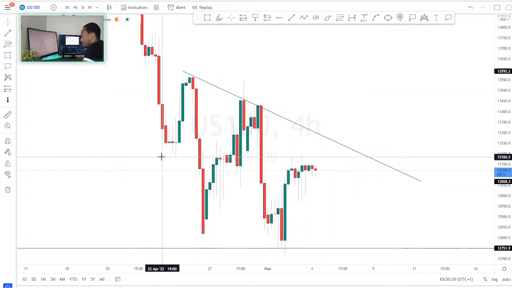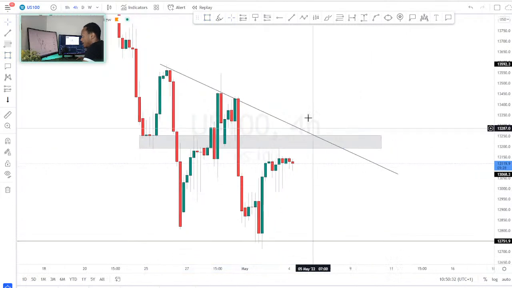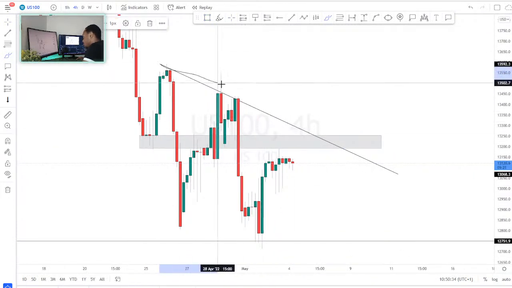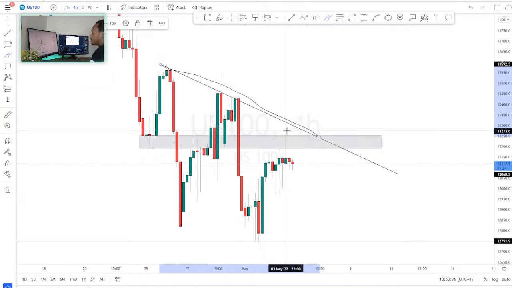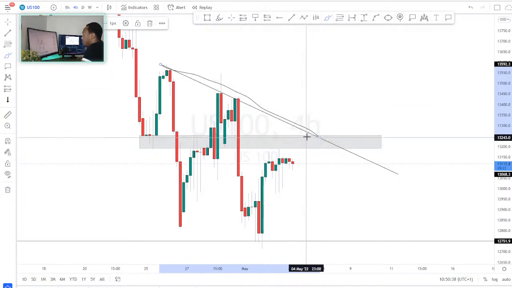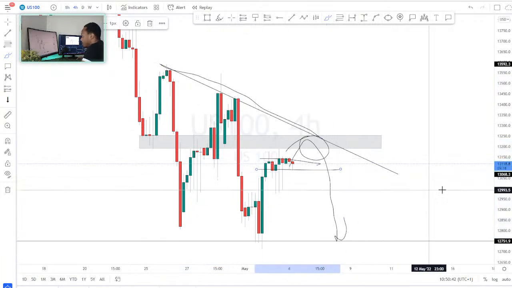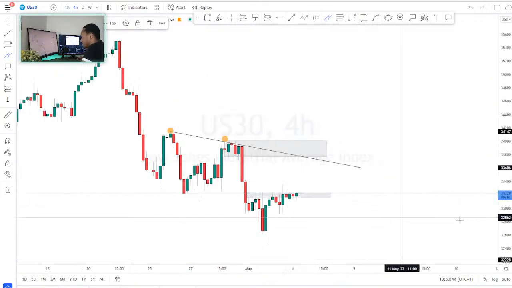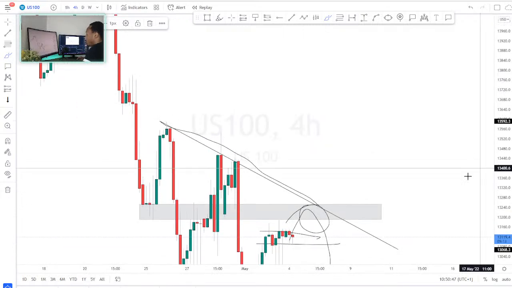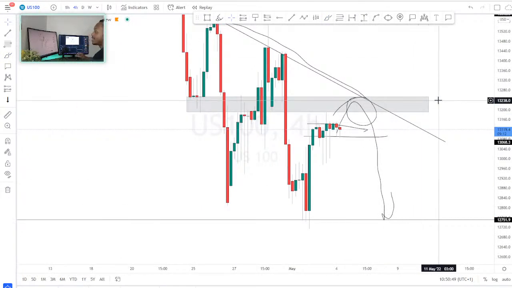We got some nice support here coming in, not contact, but in confluence with that trend line, and then looking for price to roll over from here. It's looking a little bit choppy right now, and we have seen that similar price action on US 30 as well. So we are moving a little bit sideways, waiting for something to happen, maybe waiting for the interest rates for US dollar late today maybe.